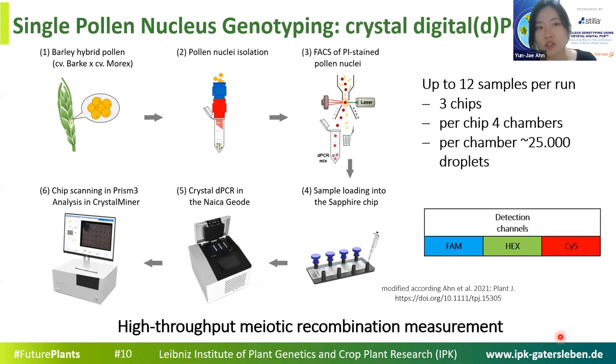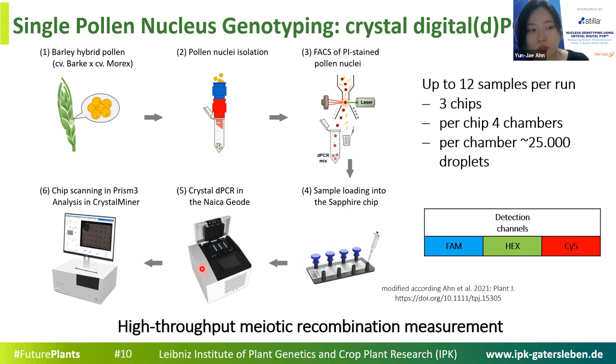With that strategy, what we actually did was collect the pollen of a hybrid between two different cultivars. We isolate the pollen nuclei mechanically, and then we stain them with propidium iodide. That's why they're now in red color. Then we flow sort them directly into the digital PCR mix with a FACS system. Then we load our samples into the Sapphire chip, run the genotyping assay with the Naica Geode, scan the chip in Prism 3, and analyze the data with Crystal Miner.